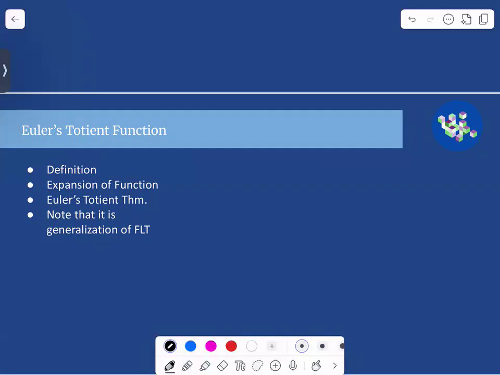So this is Euler's totient function. Euler's totient function describes all the positive integers less than or equal to n that are relatively prime to n. So we define phi of n. We write this as phi, and the symbol looks like this. Phi of n is the number of positive integers less than or equal to n that are also relatively prime to n.